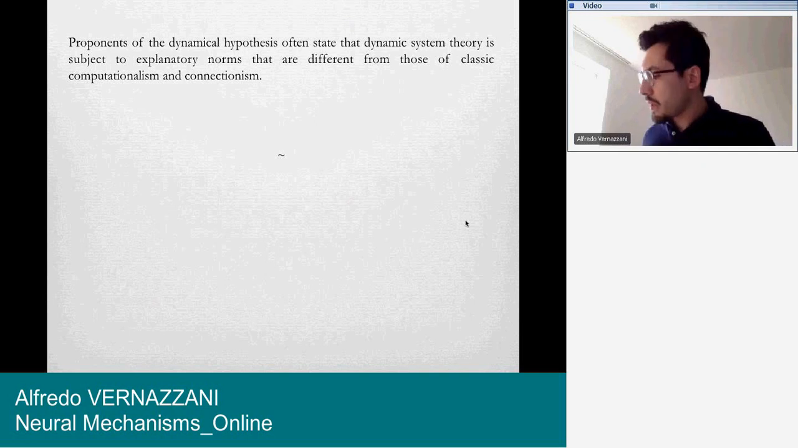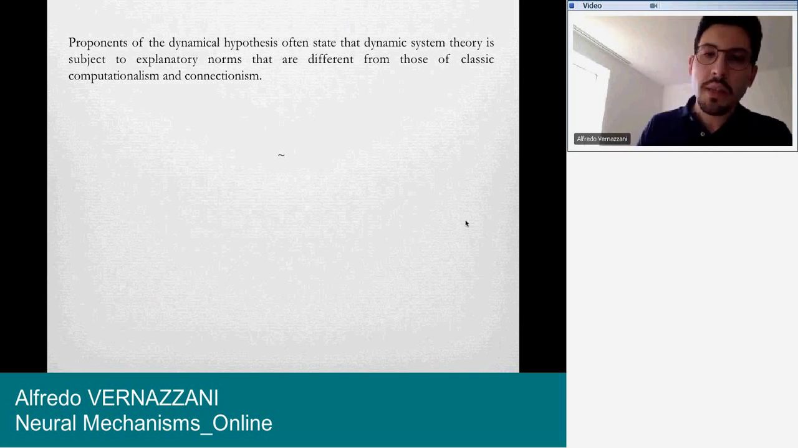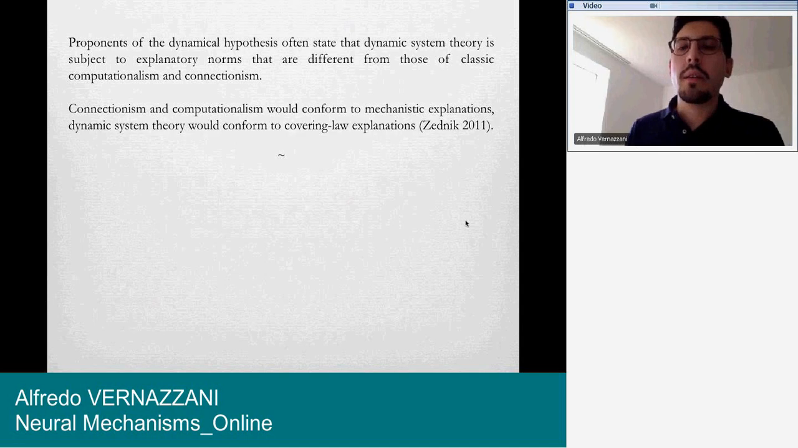Okay. So, as I said, proponents of the dynamical hypothesis often state that dynamic system theory is subject to explanatory norms that are different from those of classic computationalism and connectionism, and that they would provide covering law explanations.